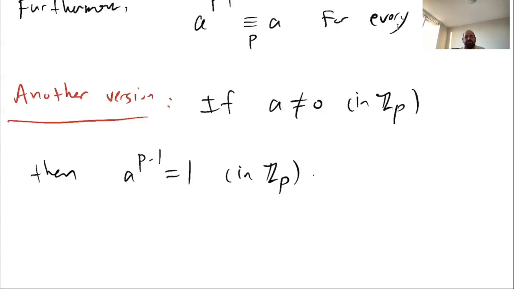So for example, if P is 5 and A is 4, 4 to the power 4 is not 1, of course. Or 3 to the power 4 is not 1. But when I change my universe to ZP, when all my calculations are mod P, so what's the meaning of changing universe to ZP? It means all my calculations are done mod P, then any number to the power P minus 1 equals 1, of course, except 0.